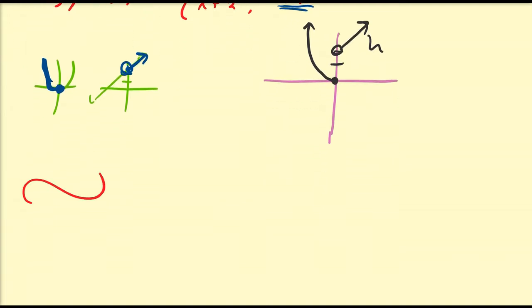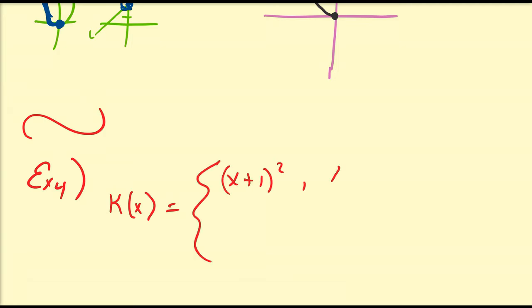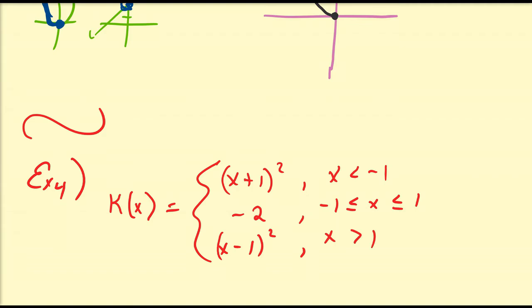Let's look at another example. Example 4. Of course, you can break this into very many pieces if you truly wish. For example, let's define the function k of x. k of x is going to be defined to be equal to 3 pieces: x plus 1 quantity squared for x less than negative 1; negative 2 for x greater than or equal to negative 1 and less than or equal to 1; and x minus 1 squared for x bigger than 1. I've carefully chosen these functions so it's easy to determine where they break off.